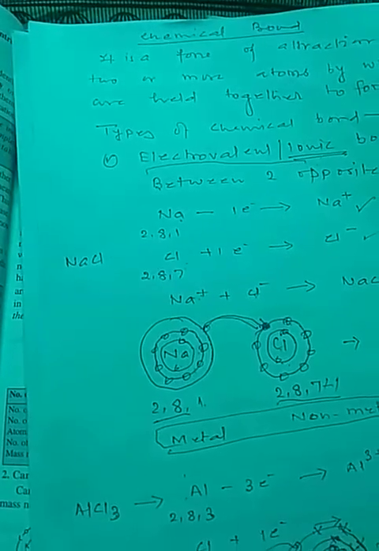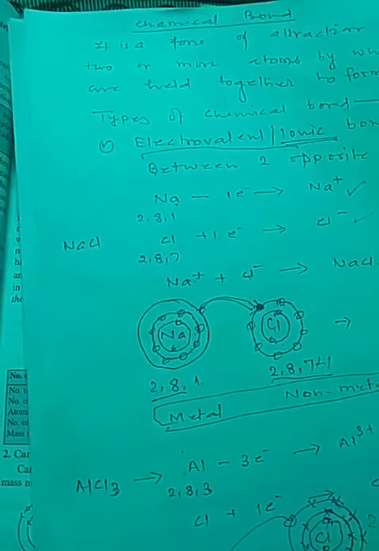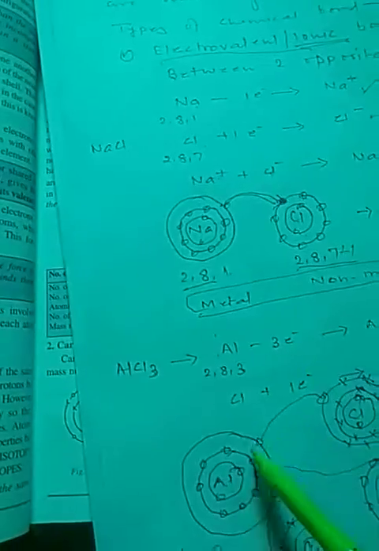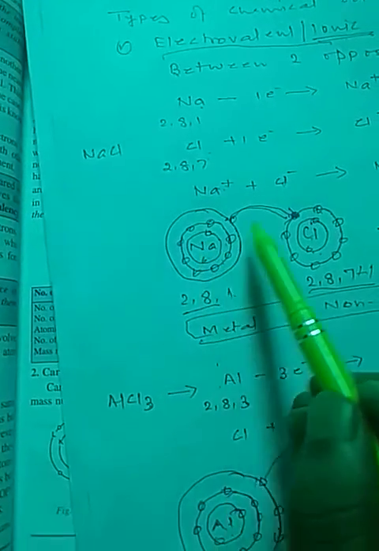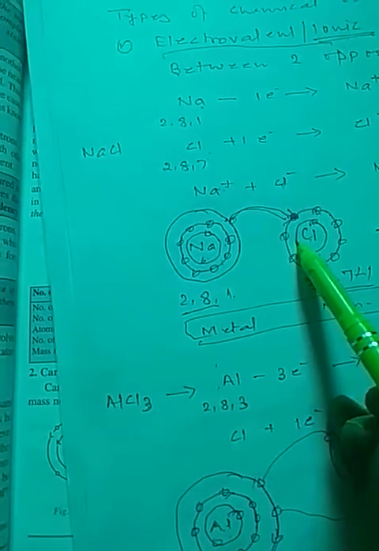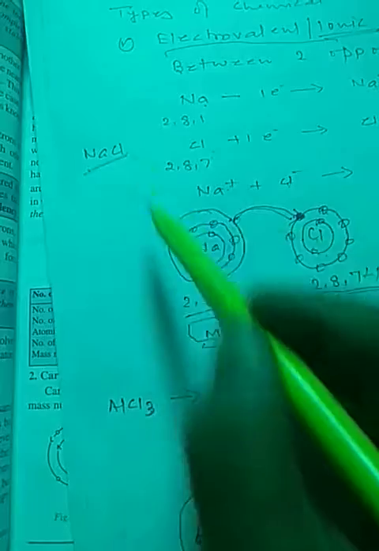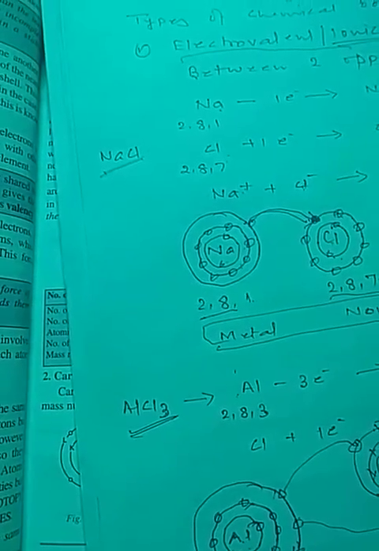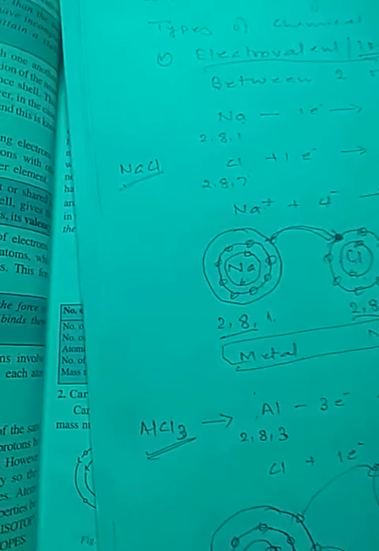So what is an electrovalent bond? We should know the definitions. It is the chemical bond which is formed by the transfer of one or more electrons from one atom to another atom, and it is called an ionic or electrovalent bond. The compound formed is called an ionic compound or electrovalent compound. Then the second type of bond is your covalent bond.